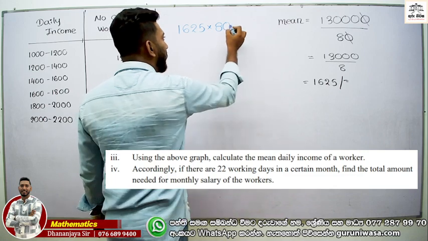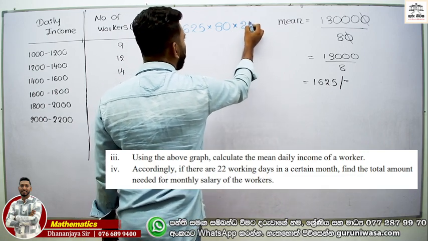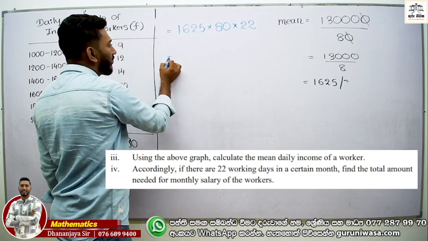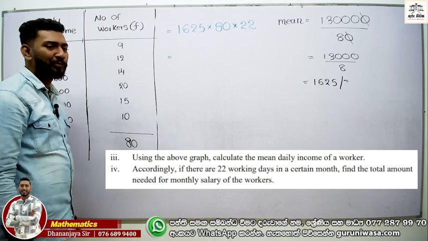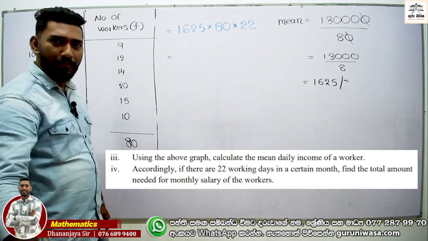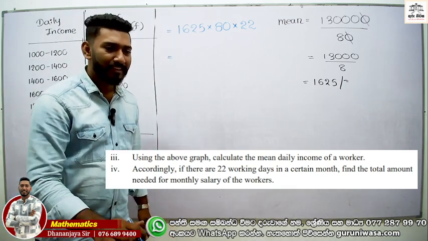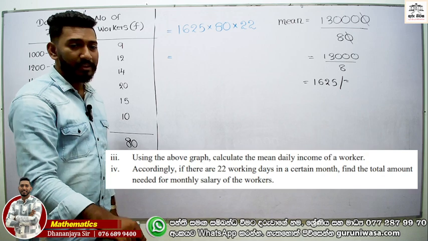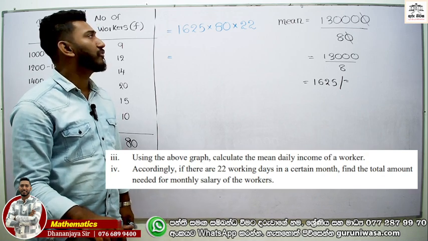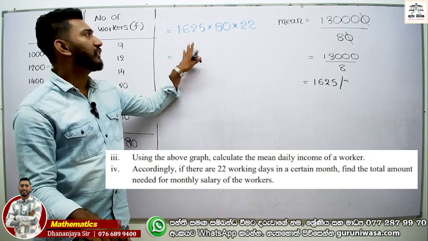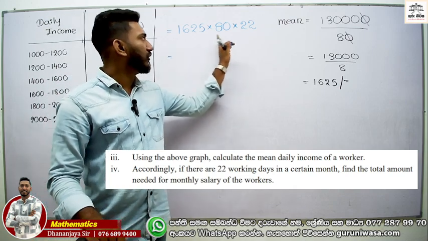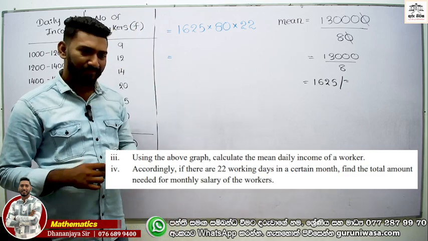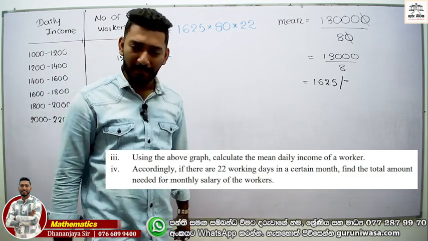But they are working 22 days for a month. Now this is approximately average wise, right? So for the monthly salary, the total amount needed is this calculation. Now calculate this one, then find the answer and tell me what the answer is.